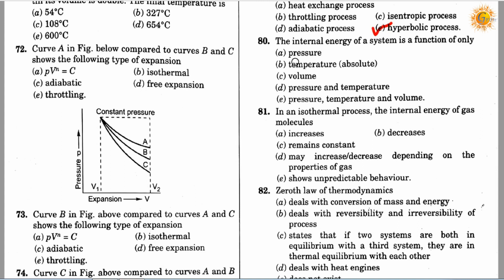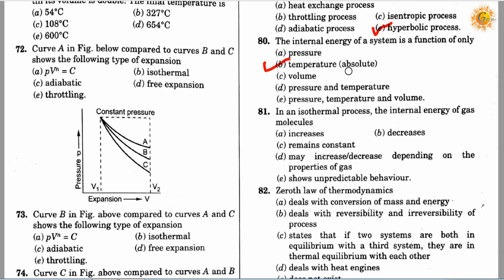Question number 80. The internal energy of a system is a function of only option A pressure, option B absolute temperature, option C volume, option D pressure and temperature, option E pressure, temperature and volume. So the correct answer is B, it will be absolute temperature.